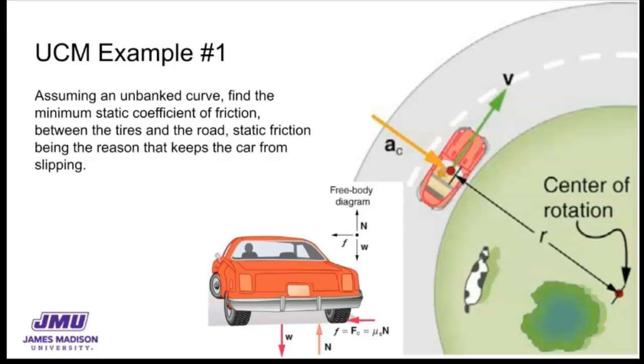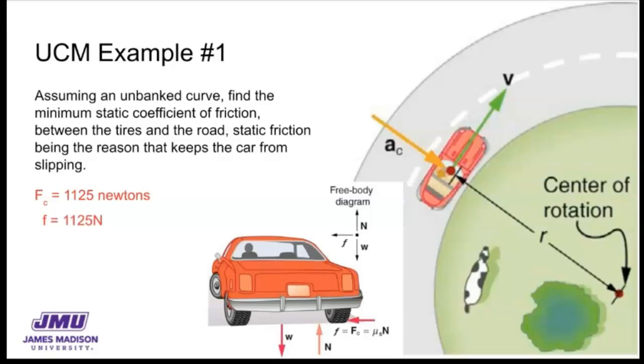Our free body diagram is drawn here with the gravitational force down and the normal force up. And the only force in the plane in which the car is moving, it's not accelerating up and down, it's just changing its direction in this surface of the ground plane. And the only force acting on it in that direction is that force of friction. Well, we know that the centripetal force from the previous slide is 1,125 newtons.